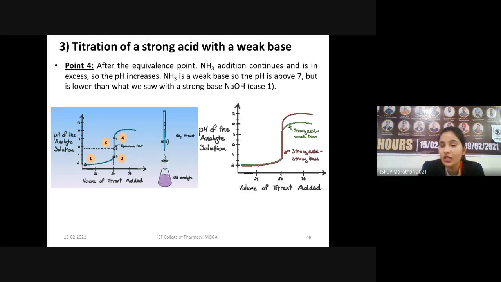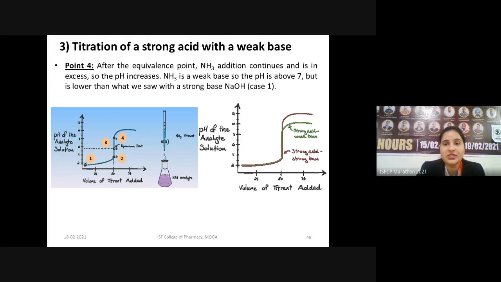So let us compare this graph with the graph which we got in the case of the titration of a strong acid with a strong base. So we can see that here the lower portion is exactly the same in case of strong acid and weak base, and strong acid versus strong base. The lower portion of the curve is exactly the same. The difference lies in the upper portion.